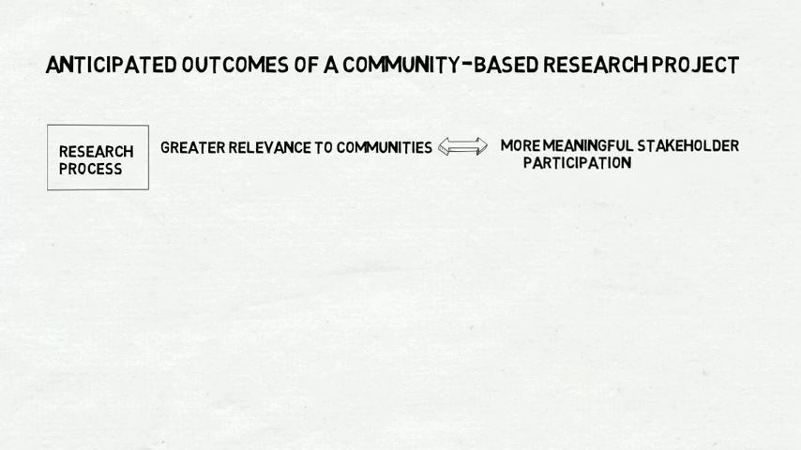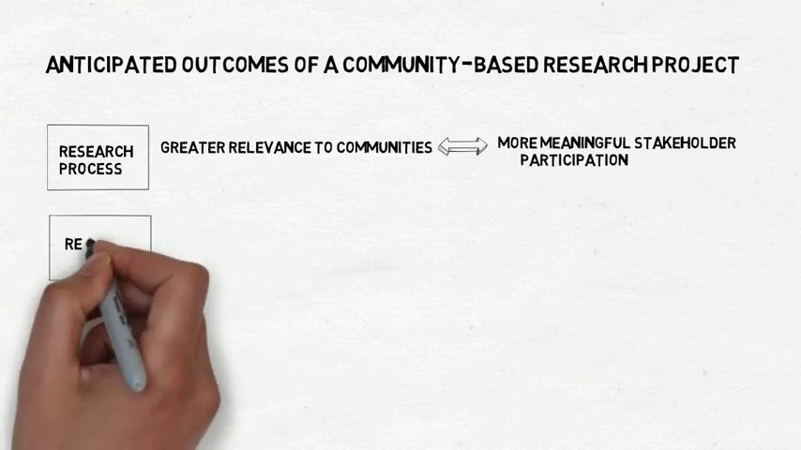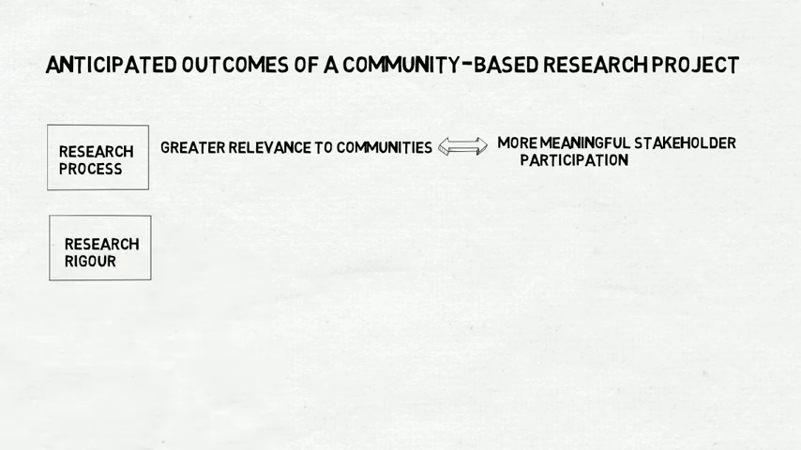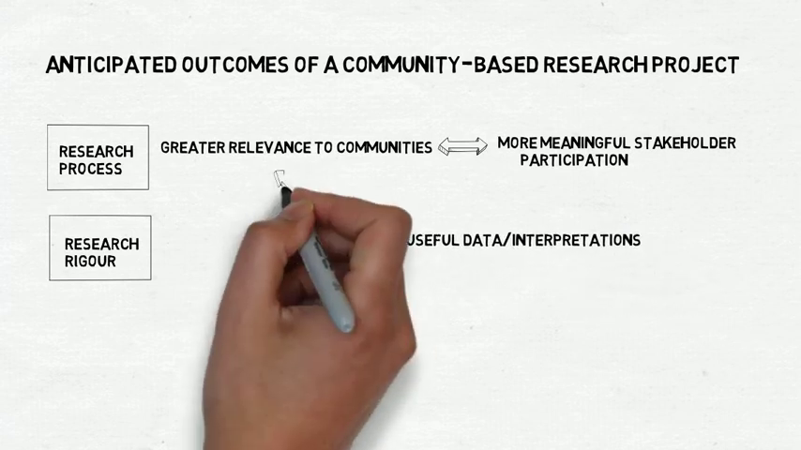In a community-based research project, anticipated process outcomes would be greater relevance of research to communities and more meaningful participation of stakeholders. The second category is research rigor outcomes. These speak to research design as the practical scaffolding needed to conduct research of quality. An anticipated research rigor outcome of a CBR project would be more meaningful and useful data and interpretations.